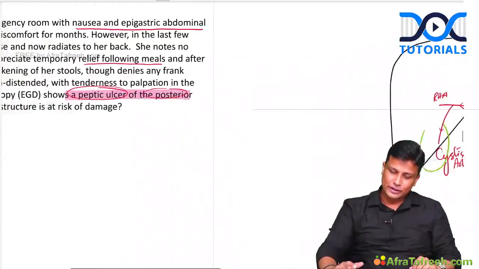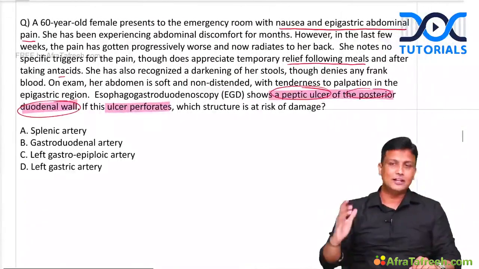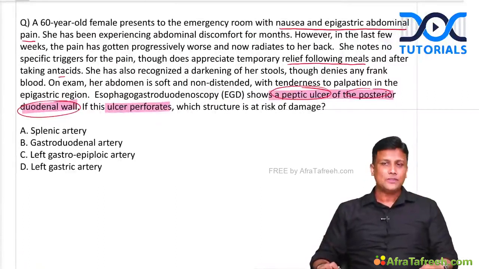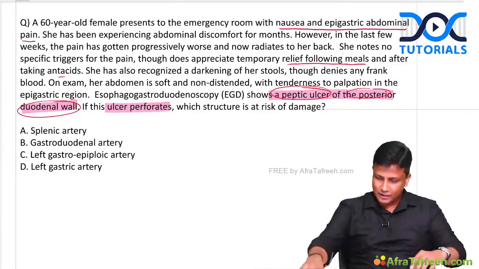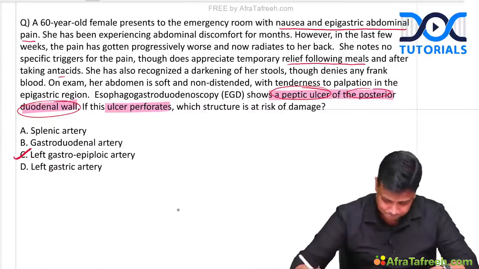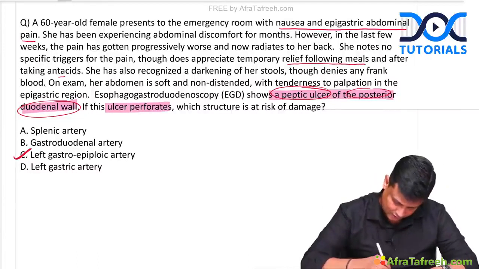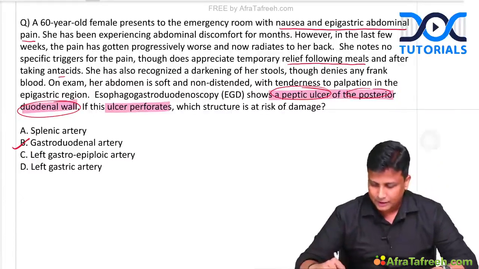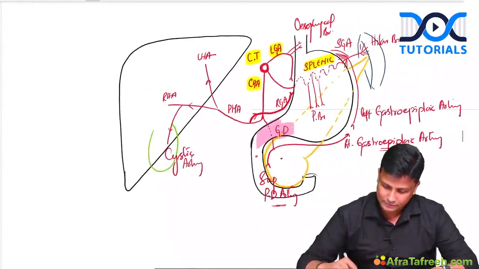Get set ready for your NEET PG exam this time. This kind of clinical questions can be given. So in ulcer, what is the artery that is involved? Yes, that is your gastroduodenal artery, which is going to pass behind the first part of the duodenum. Sorry, gastroduodenal artery, guys.